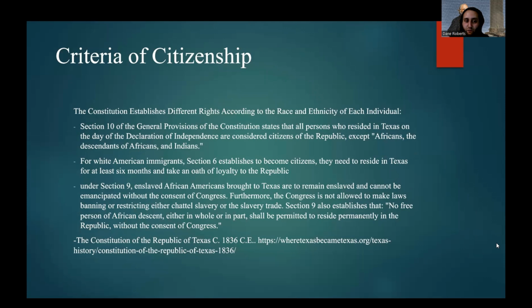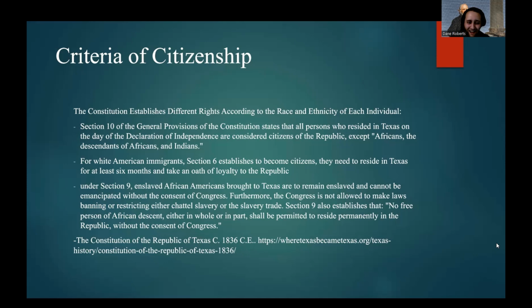Section 10 of the general provisions of the Constitution stated that all persons who resided in Texas on the day of the Declaration of Independence were considered citizens of the Republic, except for, quote, Africans, the descendants of Africans, and Indians. For white American immigrants, Section 6 established to become citizens that they need to reside in Texas for at least 6 months and take an oath of loyalty to the Republic.